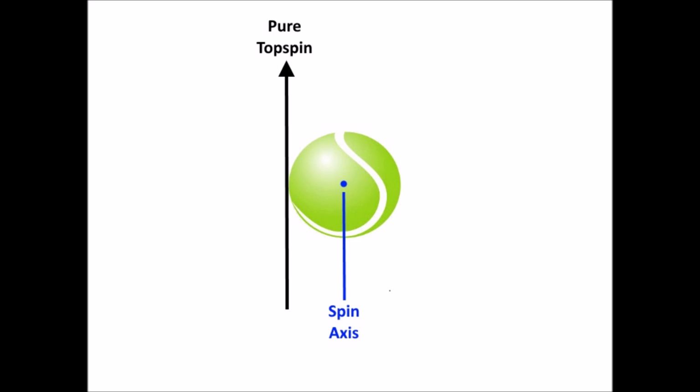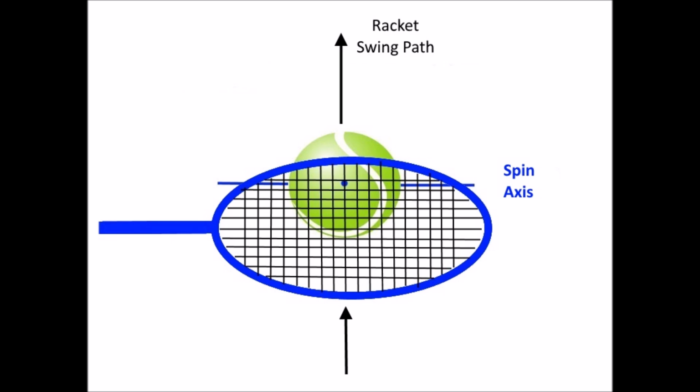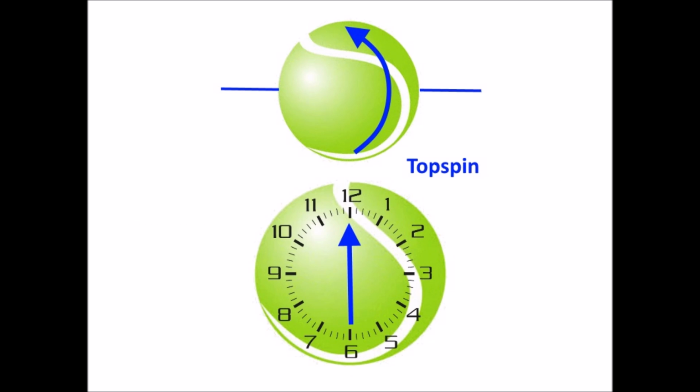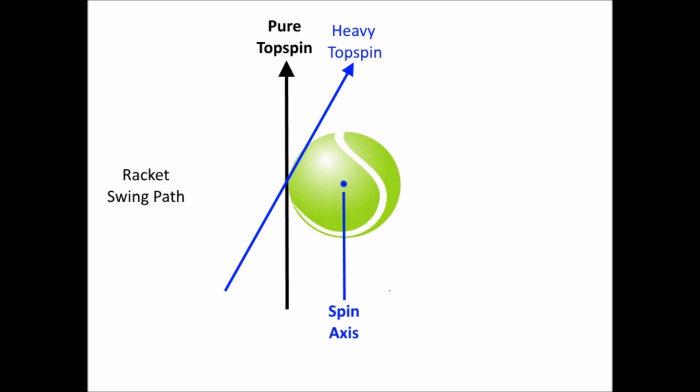In theory, you could also hit a ball with pure topspin and without any speed. In this case, you must hit the ball eccentrically from the bottom up, or, when using the analogy of the clock, from 6 o'clock to 12 o'clock. With a very steep swing path of your racket, you can hit the ball with heavy topspin, or with moderate topspin when the swing path is not as steep.